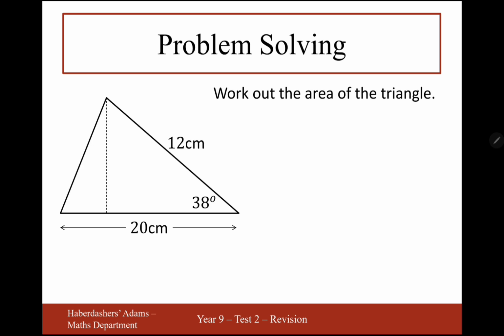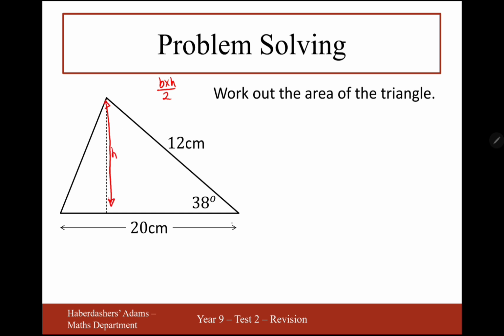Alright then, a couple more problem solving questions before we finish the video then. Pause the video and give this one a go. Okay, so in this question here, we need to work out the area of the triangle. To work out an area of a triangle, it's always base times height divided by 2. But in this question, we know the base is 20, we don't know the height. So first of all, we're going to work out the height.